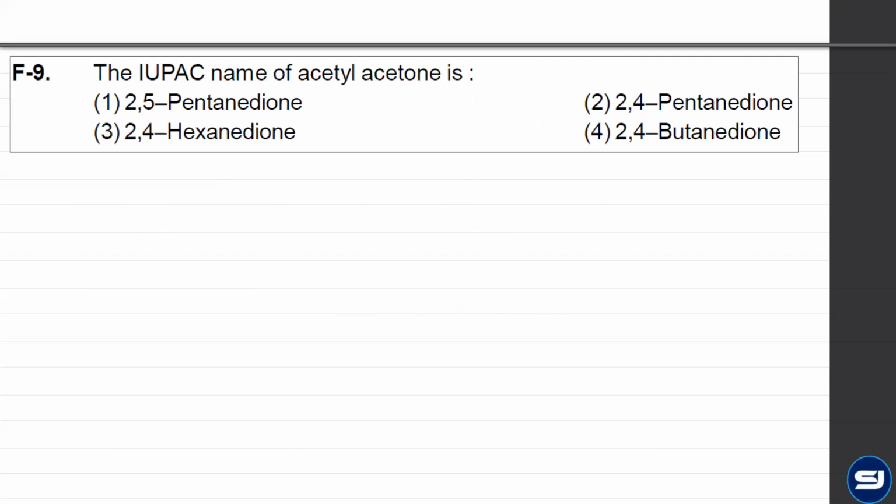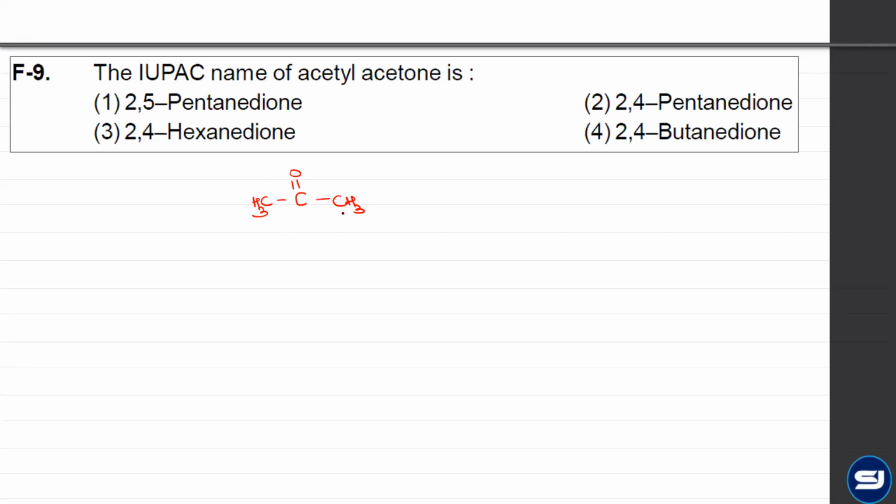Last one. The IUPAC name of acetyl acetone is. अब पहले तो नाम से स्ट्रक्चर बनाना पड़ेगा और उसके बाद IUPAC नेम लिखना पड़ेगा। बस नाम से स्ट्रक्चर बनाने के लिए हमेशा who comes first? Parent. Who is the parent in the name? Acetone. And what is acetone? Propanone. The simplest of the ketone with two methyl groups. This is acetone, a commercially important ketone.